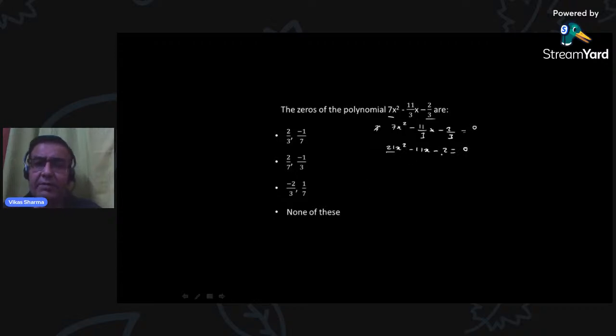Then we are looking at the product of a and c. So 21 times 2 is 42. And we have got this negative sign. Negative sign means we are looking at two factors of the product such that the difference between those two should give us 11.